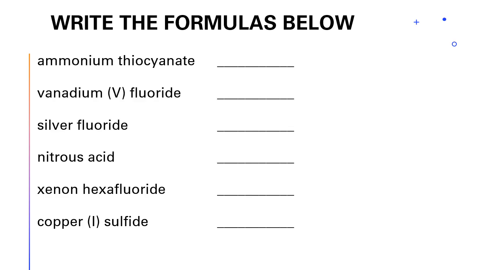We have ammonium thiocyanate. So ammonium is NH4 plus 1. And then thiocyanate, that will be on your polyatomic ion list. You just have to look it up. That is SCN minus 1. Since it's a +1 -1, then the charges automatically cancel. So we just have NH4SCN.